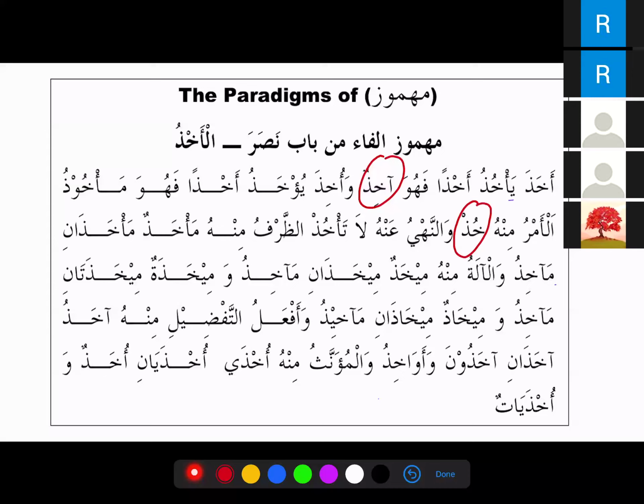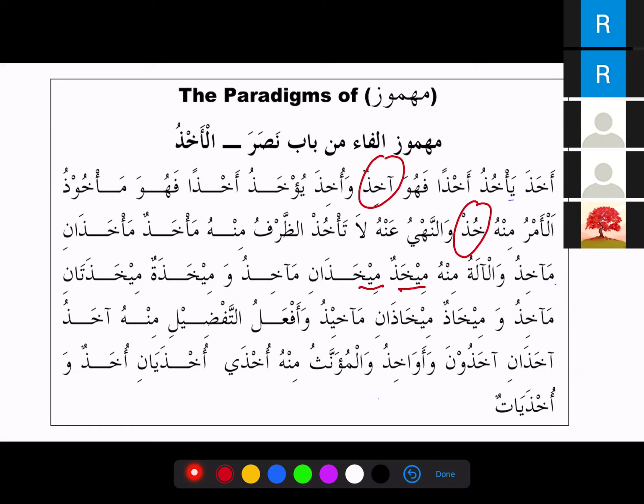And then what is happening over here? Mi'khaz: the hamza of Mahmooz we have changed into ya. Why? Why do we change? Because of the kasra, right? That hamza is going to change according to whatever haraka is before the letter. If it is fatha, it can change into alif. If it is kasra, it can change into ya. And if it is damma, then it can change into waw. So we know that.